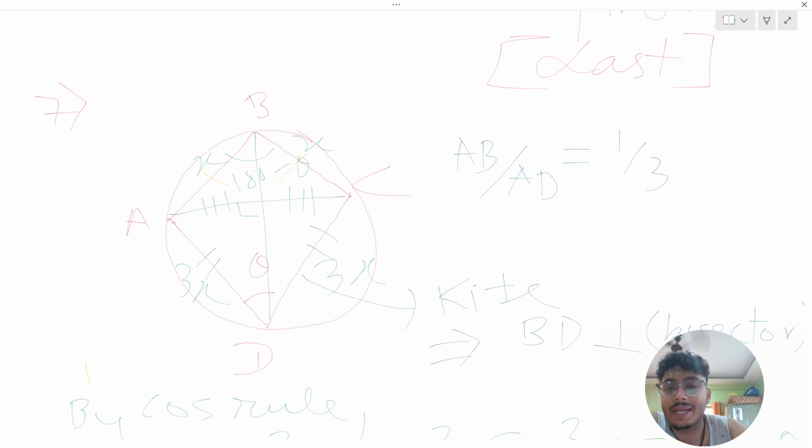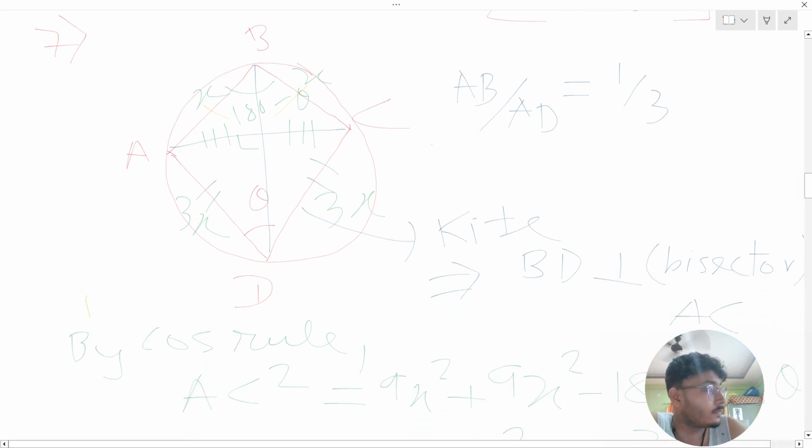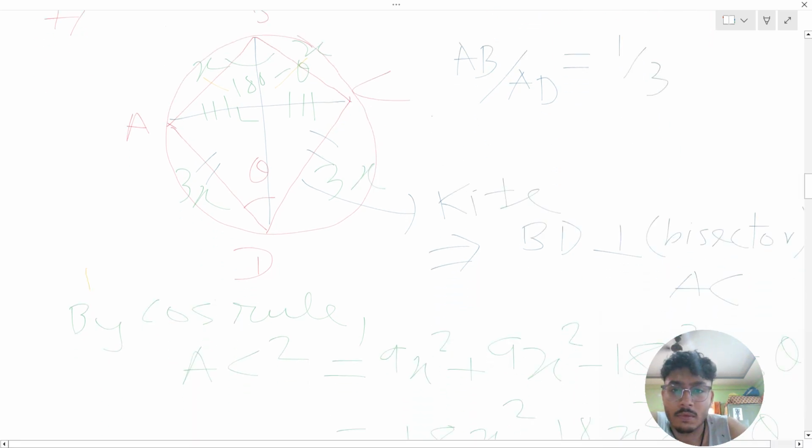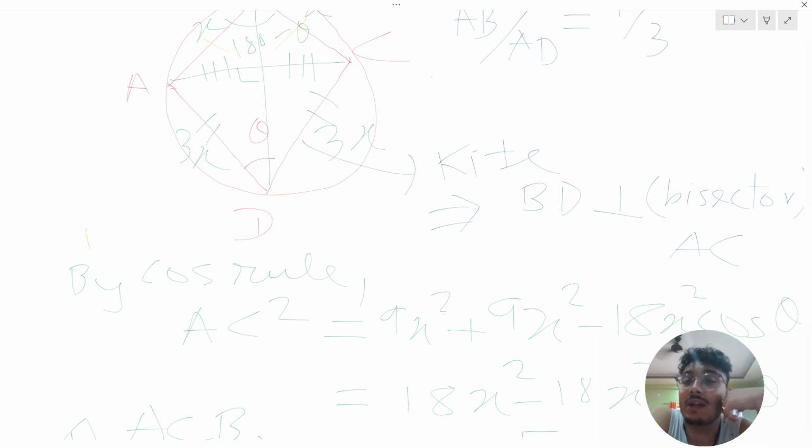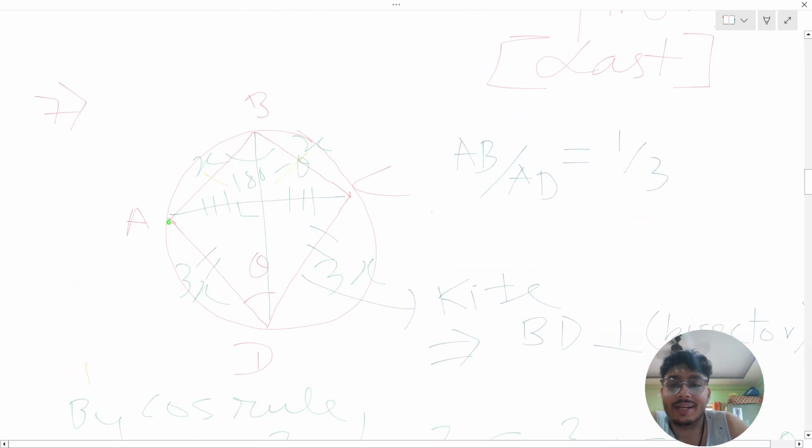Okay, so if I take this to be O, angle AOD becomes 90 degrees, and AO equals OC. Cool. So what do we do now? We apply the cos rule twice, keeping AC as fixed. Once we apply the cos rule in triangle ADC, and another time we apply the cos rule in triangle ABC.